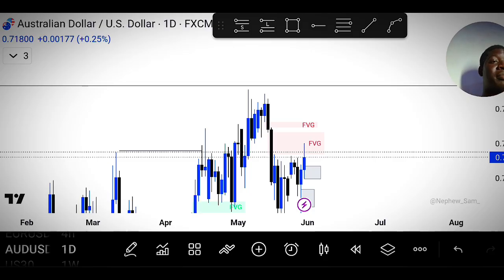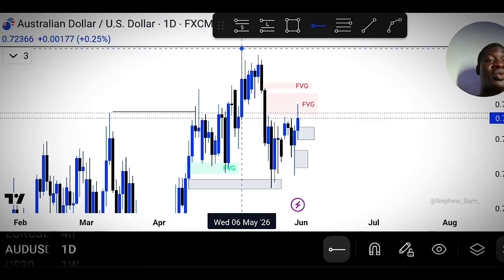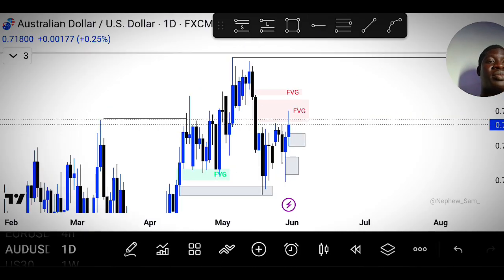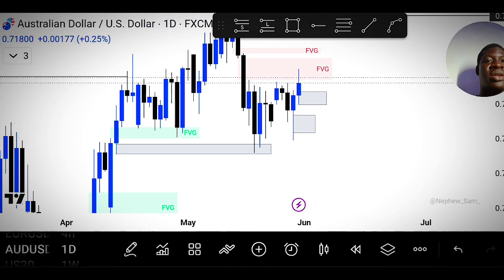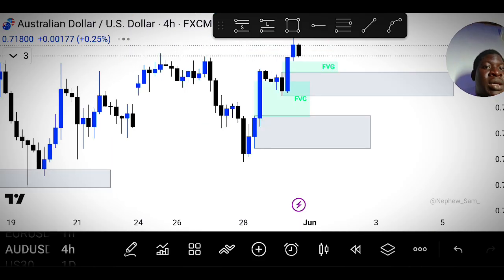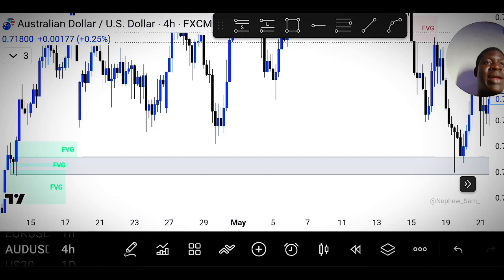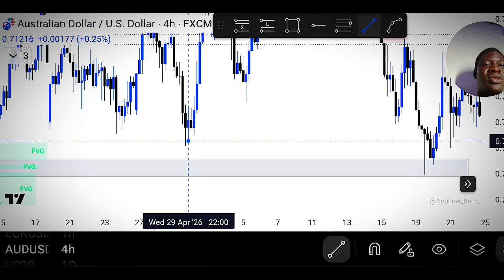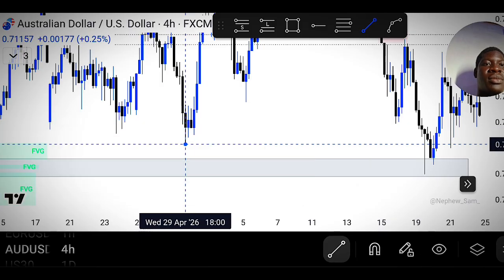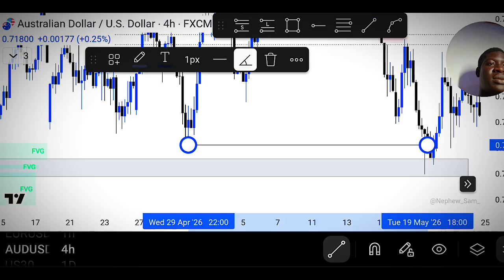I'm bullish on Euro USD. I'm bullish on GBP USD. Even AUD USD, I'm also bullish. So AUD USD is also respecting this four hour order block. As you can see, we have here our fair value gap, our inducements. This is our inducements.